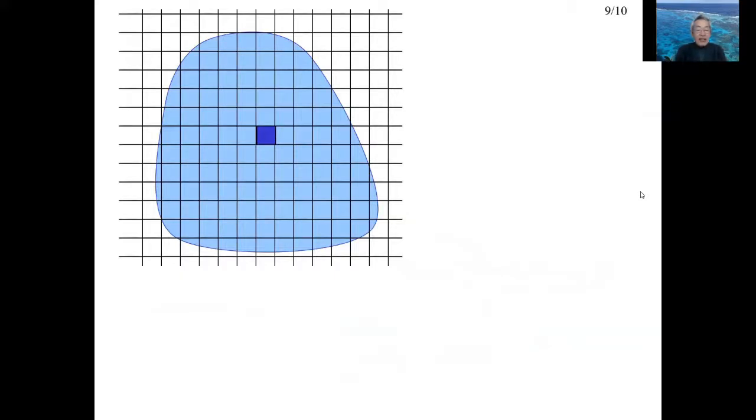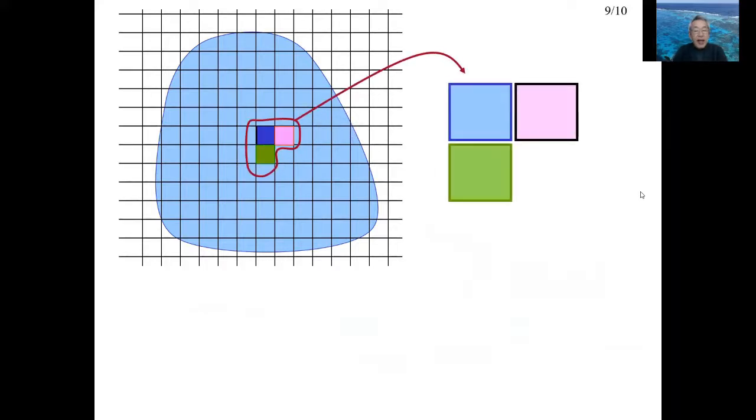Now, let's consider a large volume colored blue. So far, we have expanded the formula for one small element, colored thick blue in this figure. Let's consider other small elements next to the blue element, such as the pink element and the green element. These three elements are magnified in the right figures.